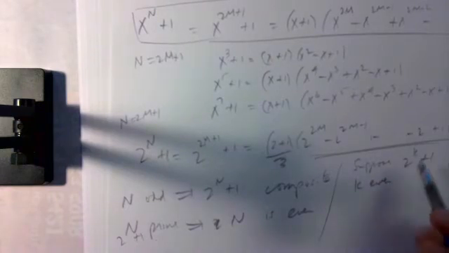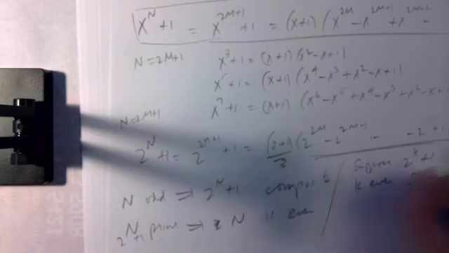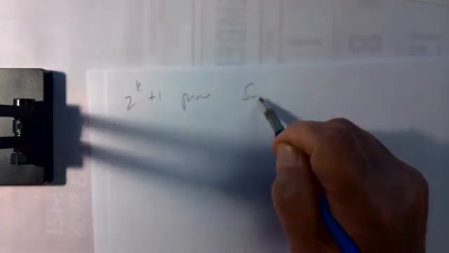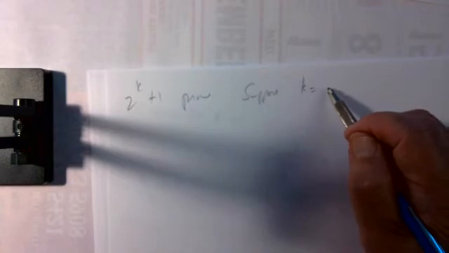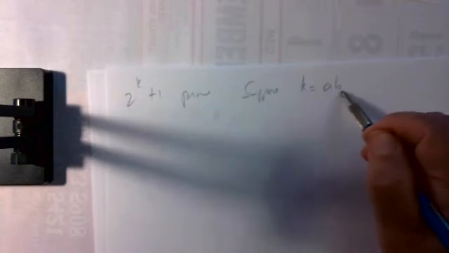But not only is k even, suppose k has an odd factor. So 2 to the k plus 1 is prime. Suppose k is equal to a times b, where one of these, let's say b is odd. So suppose k has an odd factor b.